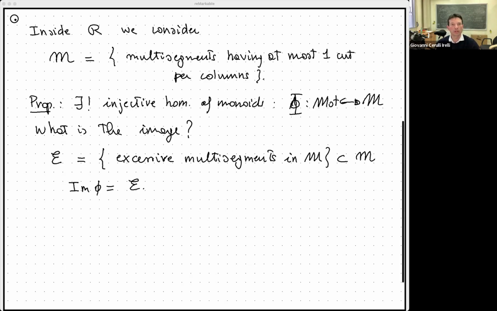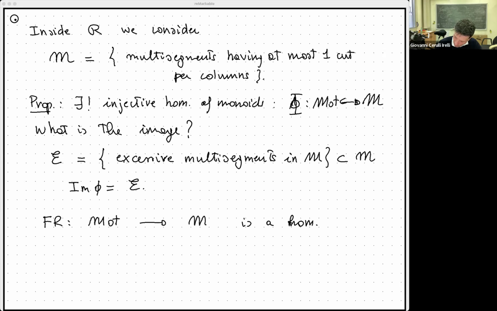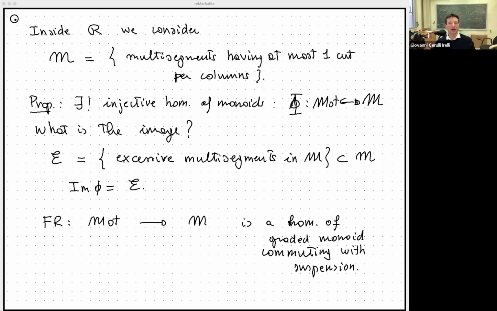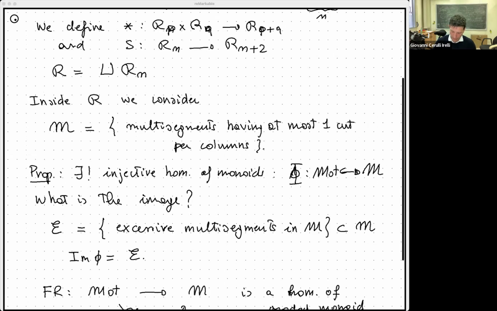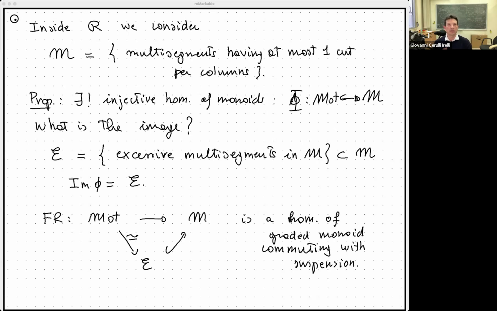And now the theorem is proved once we prove that phi from Mot to M is a homomorphism of graded monoids commuting with suspension. Well, but then by uniqueness of that map that we define, by the universal property of Mot, this map must be factored through E. And then we get our theorem. This explicit description of the image gives us a way to also have a more concrete description of these supports. And then the next step is to understand coefficients.